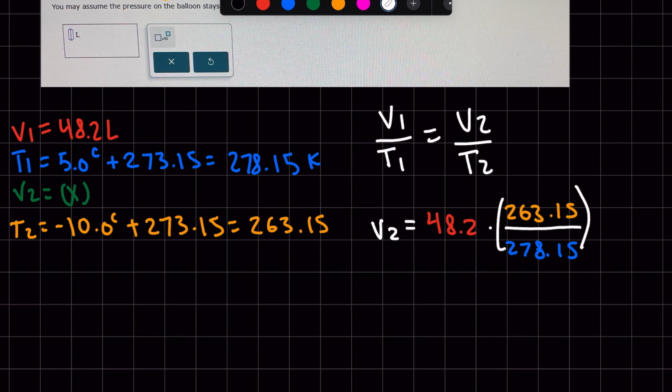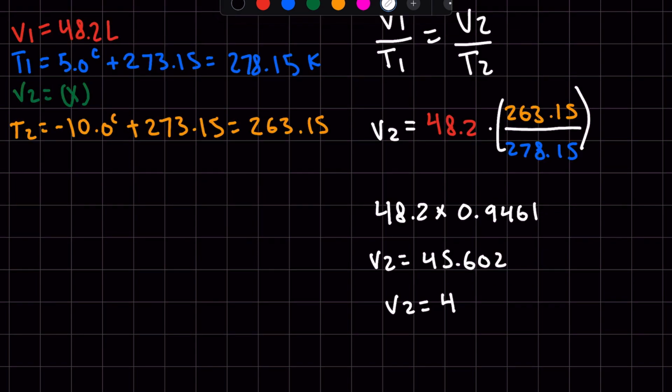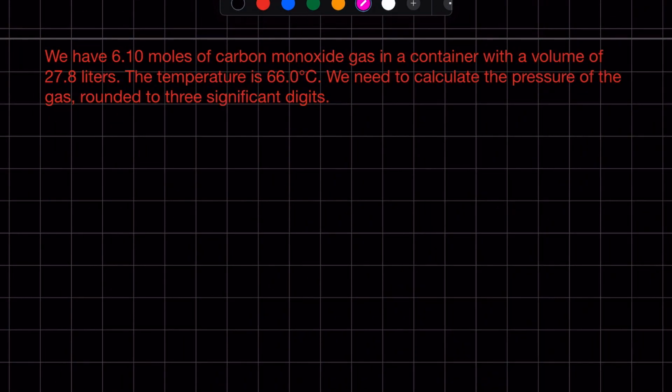So if we go ahead and calculate that, this gives us 0.9461. And then we still have to multiply that by 48.2. That gives us a V2 that's equal to 45.602. And it asks us for 3 sig figs. So our final V2 is equal to 45.6, and that's going to be in liters. And that's how you do the Charles Law equation.